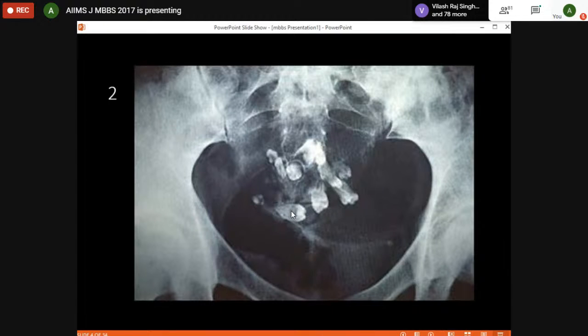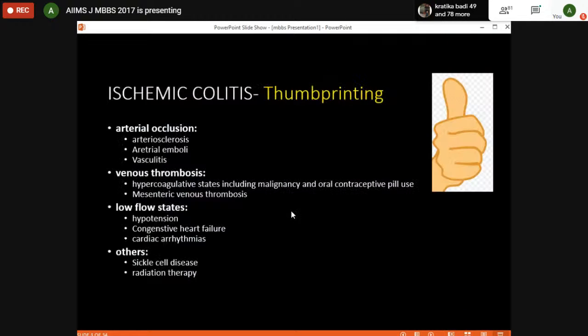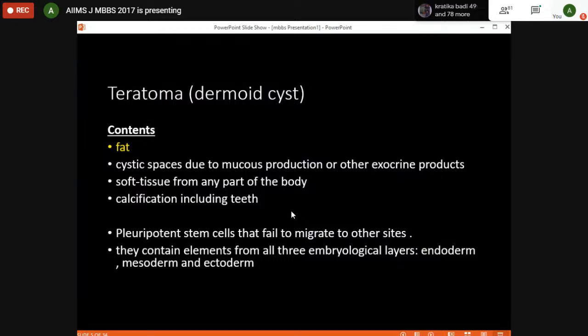Why do teeth appear in the dermoid cyst? Okay, we'll start with what basically is a dermoid cyst or a teratoma. So teratoma is a tissue that will contain, you can just concentrate on this line, pluripotent stem cells that fail to migrate to other sites. So basically they will have pluripotent stem cells that can give rise to all the embryological layers. So the components of the endoderm, mesoderm, ectoderm, everything can be present inside the teratoma.